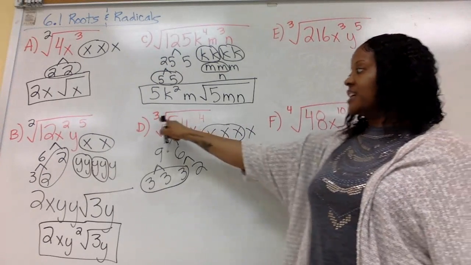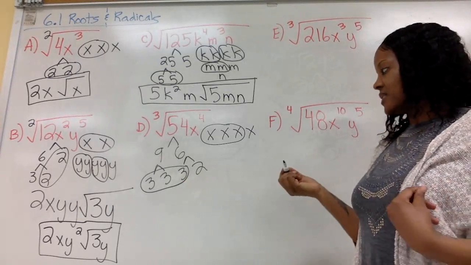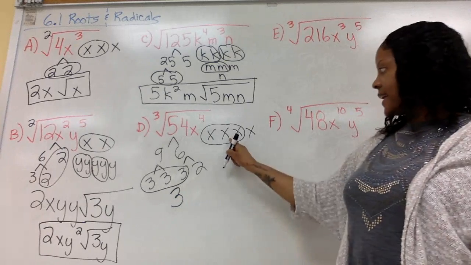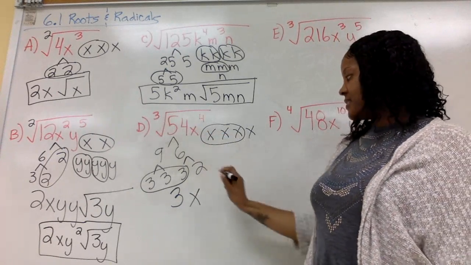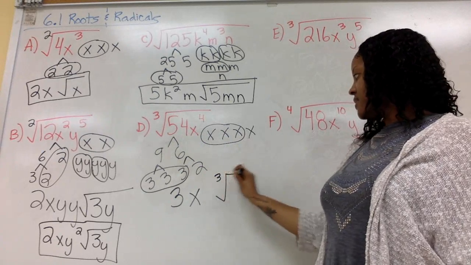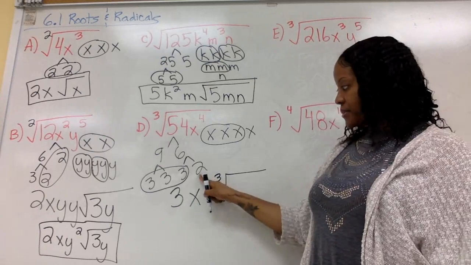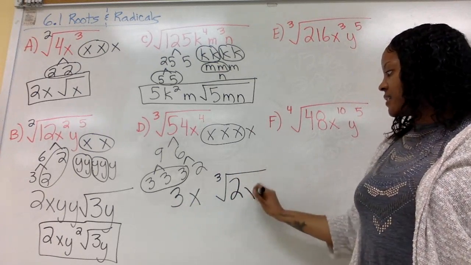Complete groups of your index go on the outside of your radical. Everything else goes on the inside. So I have a complete group here of 3, and I got a complete group here of x. Now I'm going to bring my index down this time. So I got an index. Leftover prime numbers go on the inside. My leftover prime number is the number 2. And my leftover variable is x.